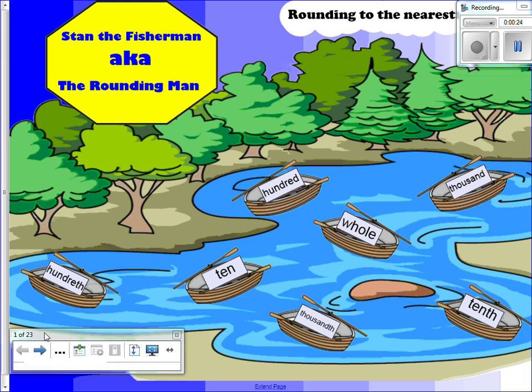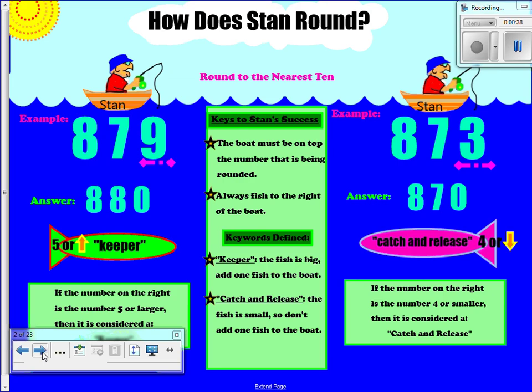I call it Stan the Fisherman, aka the Rounding Man. The reason why I made this is because my grandpa, his name was Stan, and he loved to go fishing. So I thought maybe I can make something where I have a fisherman rounding some numbers. Here are the rules.